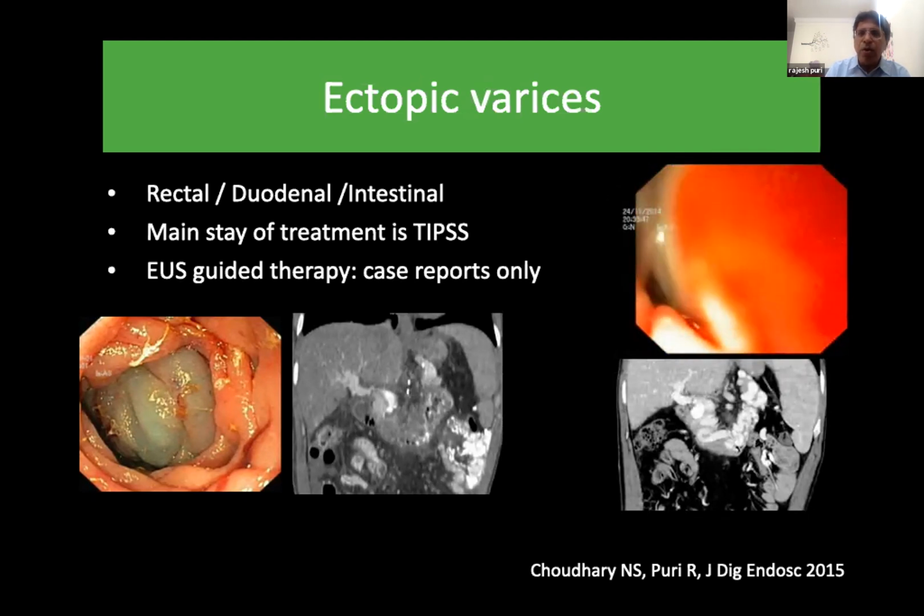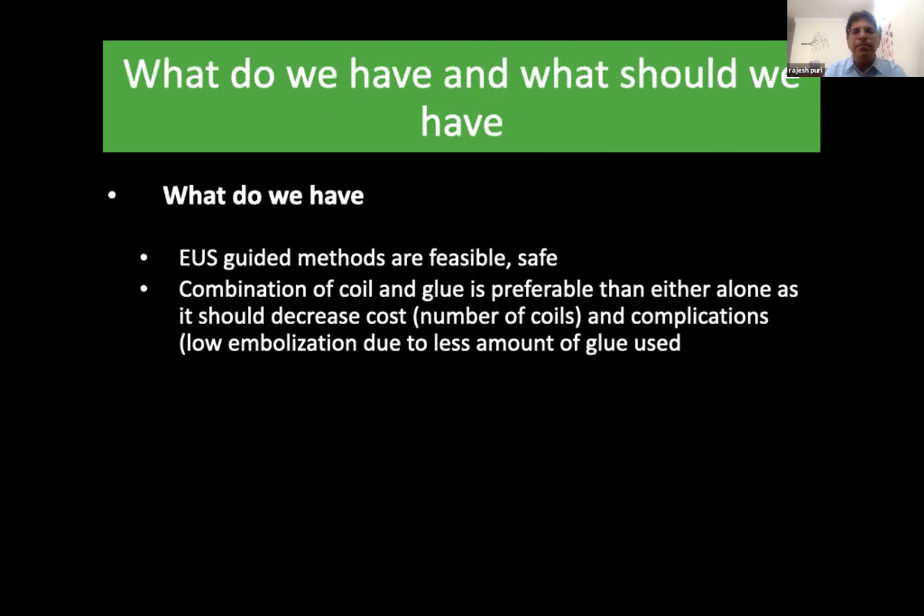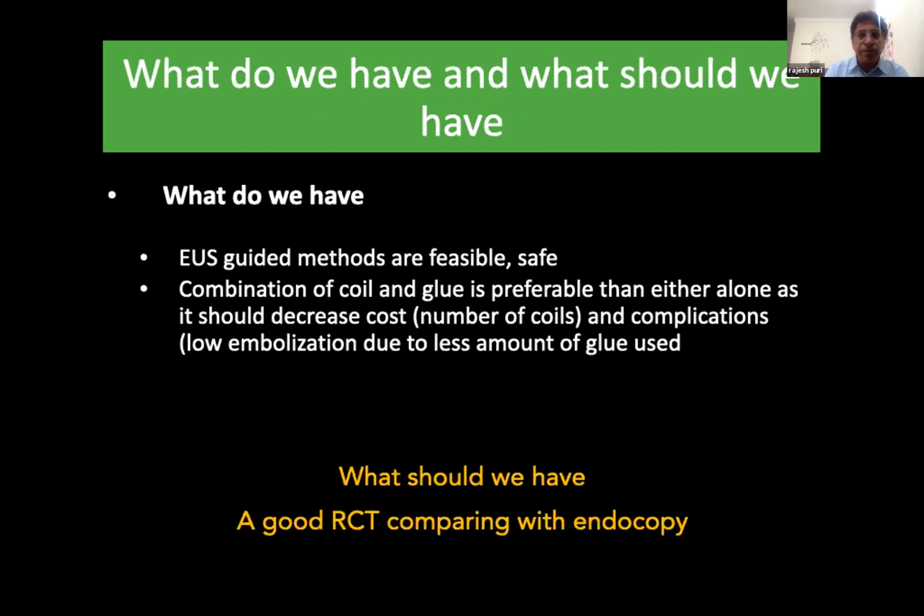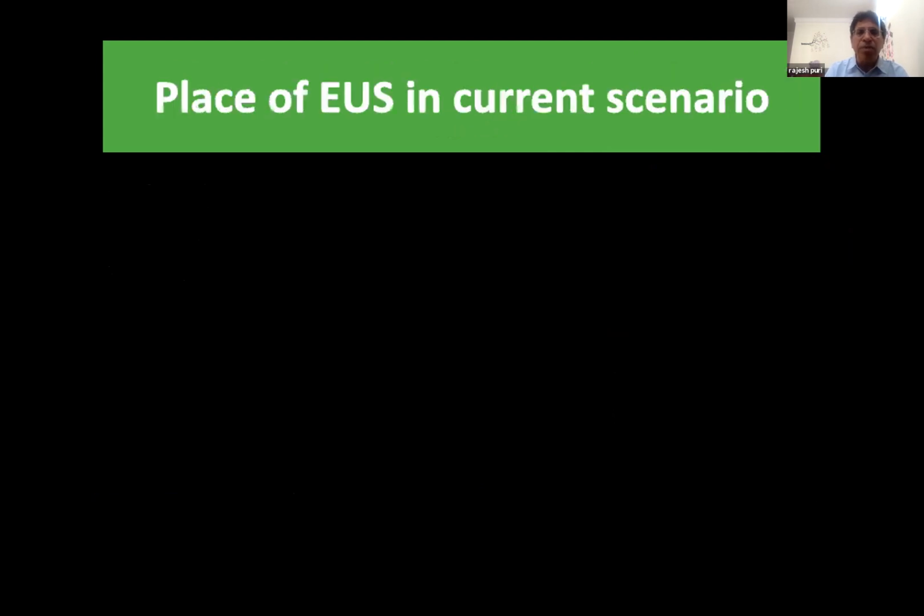So coil and glue are also useful in the ectopic varices. For the last one or two slides: what do we have, and what should we have, in vascular therapy? What we have is that EUS-guided methods are feasible and safe. A combination of coil and glue is preferable to either alone, as it should decrease the cost and complications. But what should we have? A good RCT comparing with endoscopy.